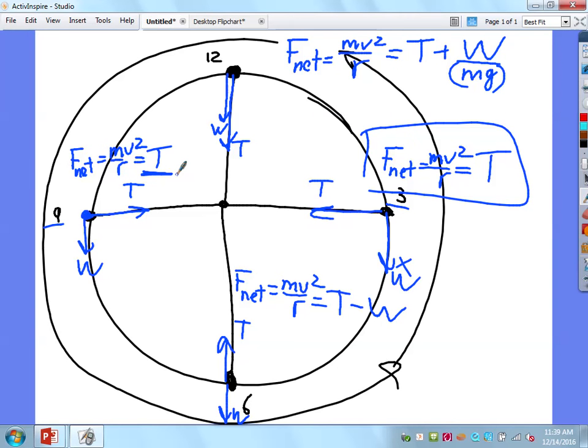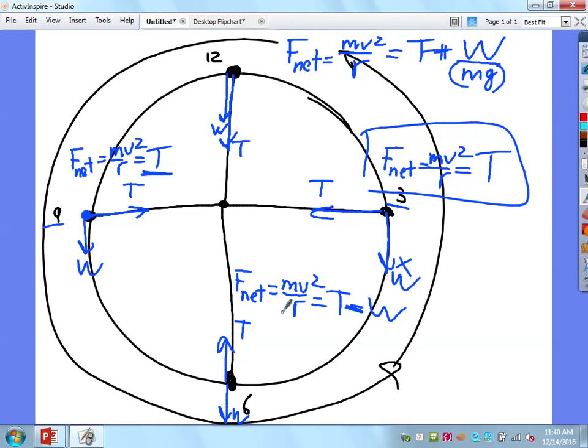At 12 and 6, weight and tension are both involved, but they are involved differently. At 12 o'clock, it's plus W. At 6 o'clock, it's going to be minus W. And so obviously we can think about it. What should that do to the tension? At the top, it should decrease the tension. At the bottom, we should actually have an increase in tension because I'd be adding this weight to the net force. Up here, I'd be subtracting the weight from the net force.